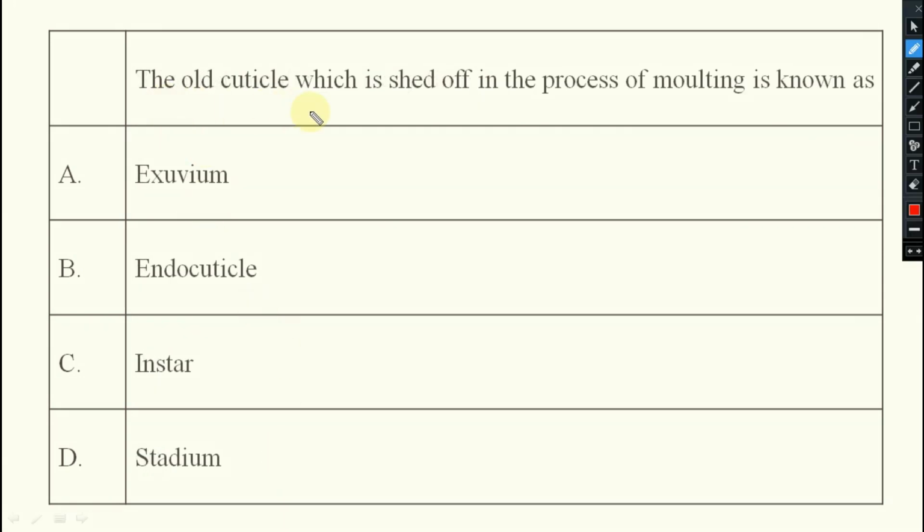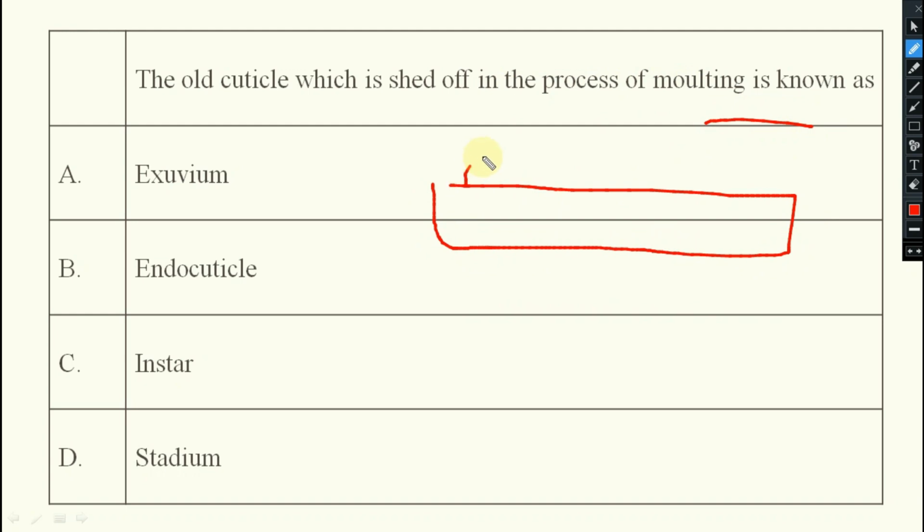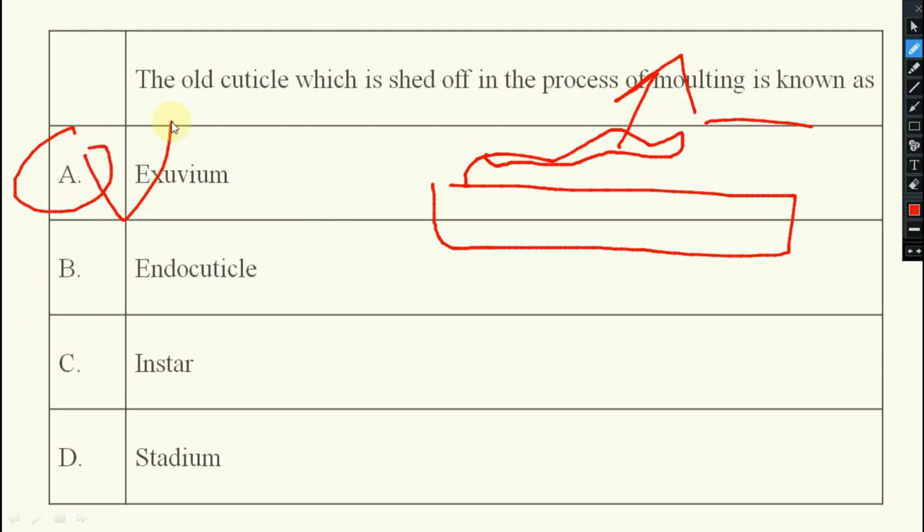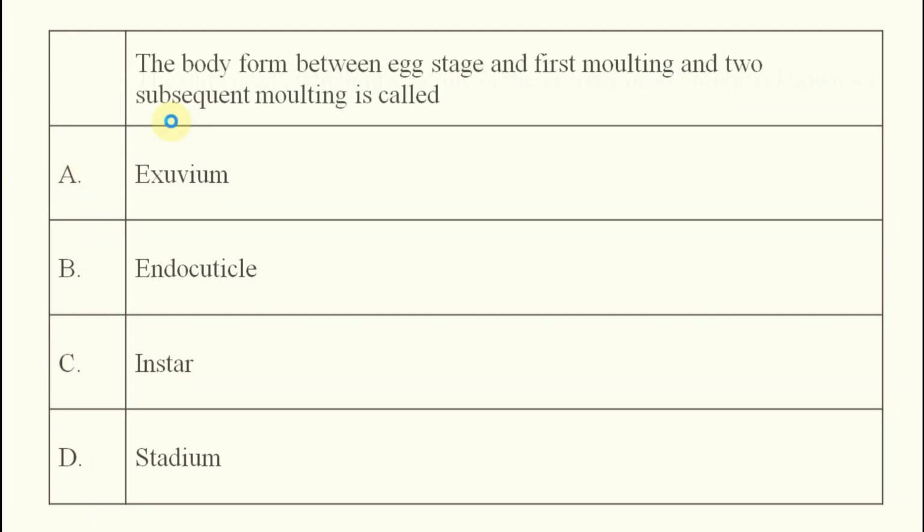Next, the old cuticle which is set aside in the process of molting is known as what? That means suppose one insect is there and the old skin is removed. This old skin is known as what? Exuvium. Exuvium is the correct answer.